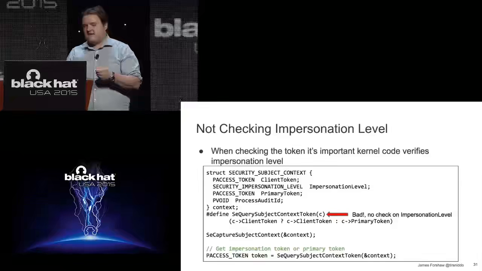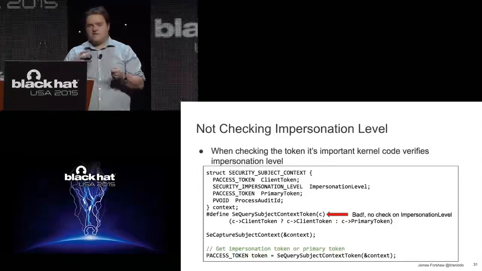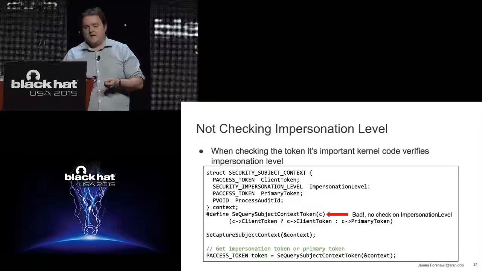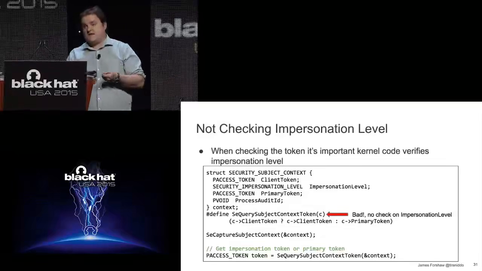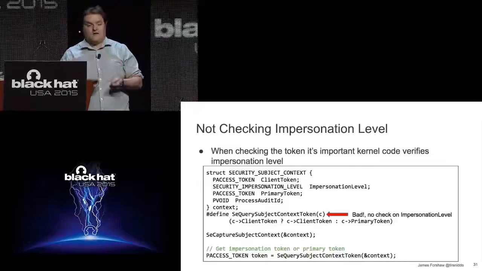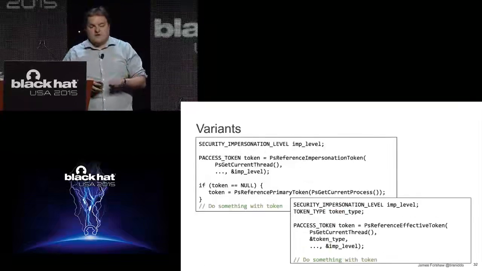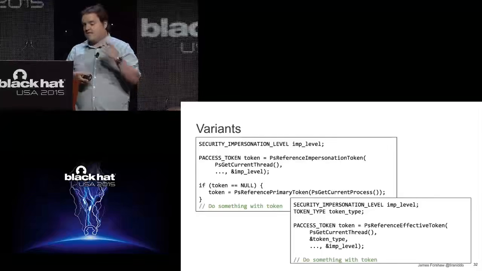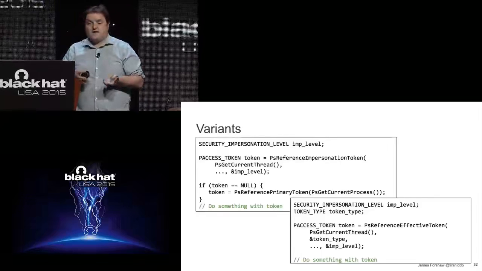But the trouble with this is it really hides the context of the actual token operation, which token you're looking at. So if code just does this blindly, it may forget that it could actually be getting the impersonation token, not the primary token, and therefore needs to check the impersonation level. And there's a few variants of this using some of the other functions you can find, but they're basically the same bug.